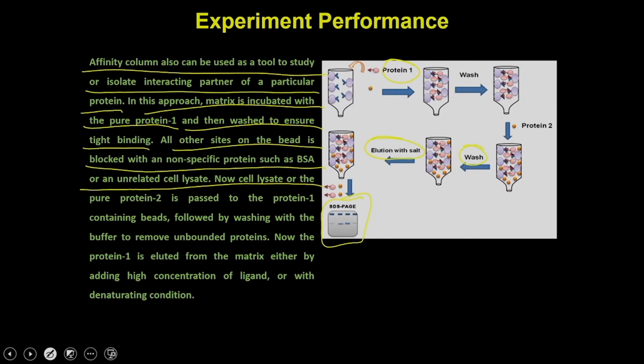Once you see the pattern on the SDS-PAGE, you can purify or identify these proteins. Now, protein 1 is eluted from the matrix either by adding a high concentration of ligand or with denaturing conditions. Once you do that, you are going to see the pattern of the protein on the SDS-PAGE.